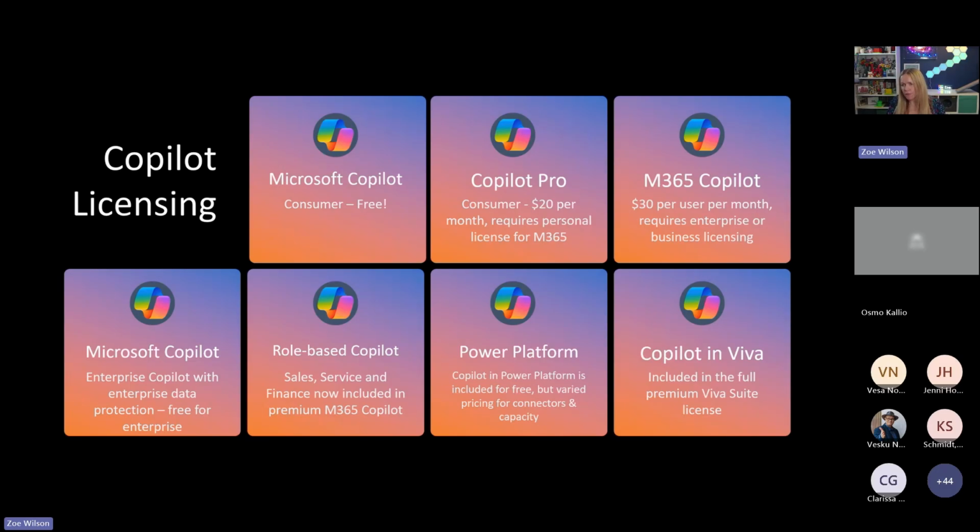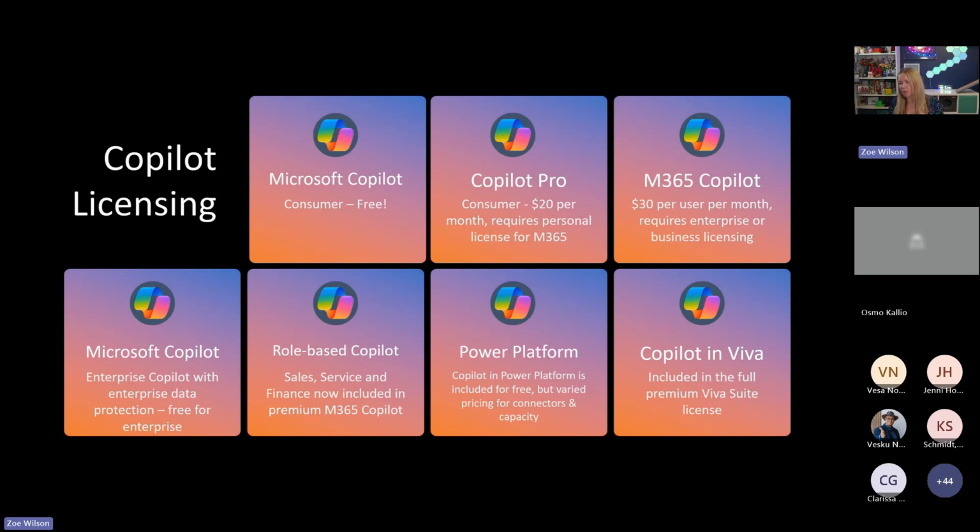And then in an office, again, there's a free version, which is the Microsoft Copilot. And that's the enterprise Copilot that comes with all of the enterprise data protection. So it's ring fencing your corporate data and making sure that people can't access that. Then we've got the standard M365 Copilot SKU. So the standard $30 per user per month.